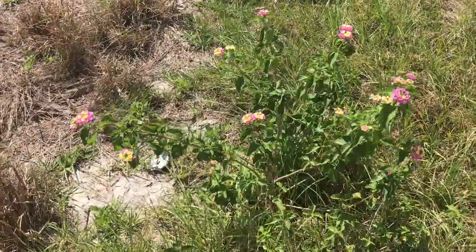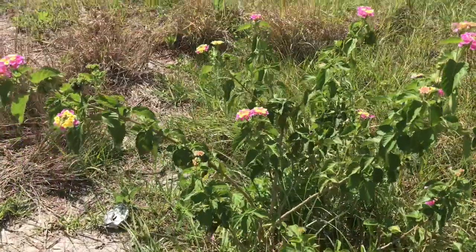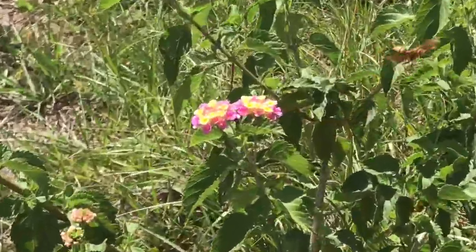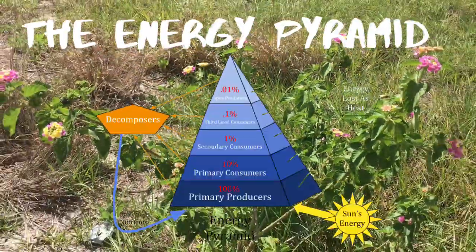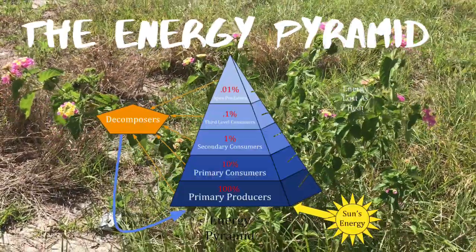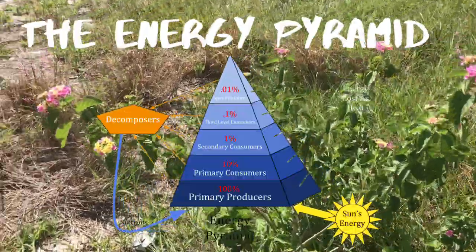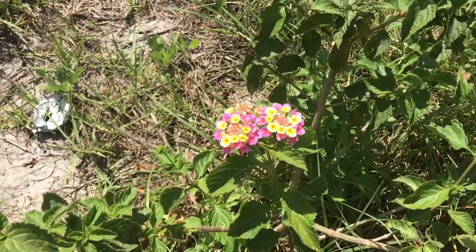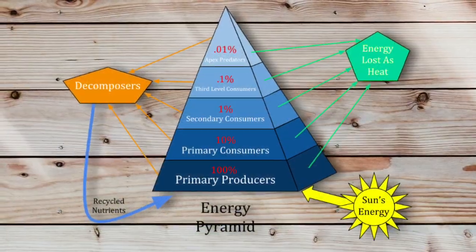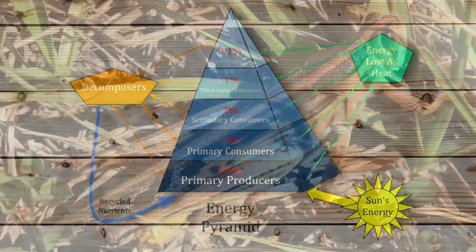So what about this flower? Where do you think it fits into that energy pyramid? Go ahead, say it out loud. Yep, it's a producer. So the producers get their energy from the sunlight and do photosynthesis. So they're at the very bottom of this pyramid.